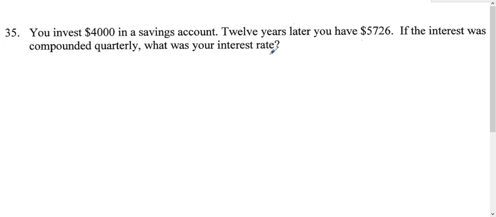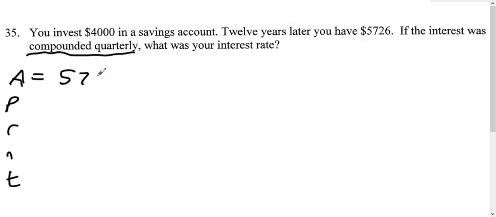You're investing money in a savings account. 12 years later, it's $5,726. Interest is compounded quarterly. What is the interest rate? So for these, I always start by writing down A, P, R, N, and T. A is the amount you have at the end of the loan, so 5,726. P is the principal or the starting amount, which is 4,000.